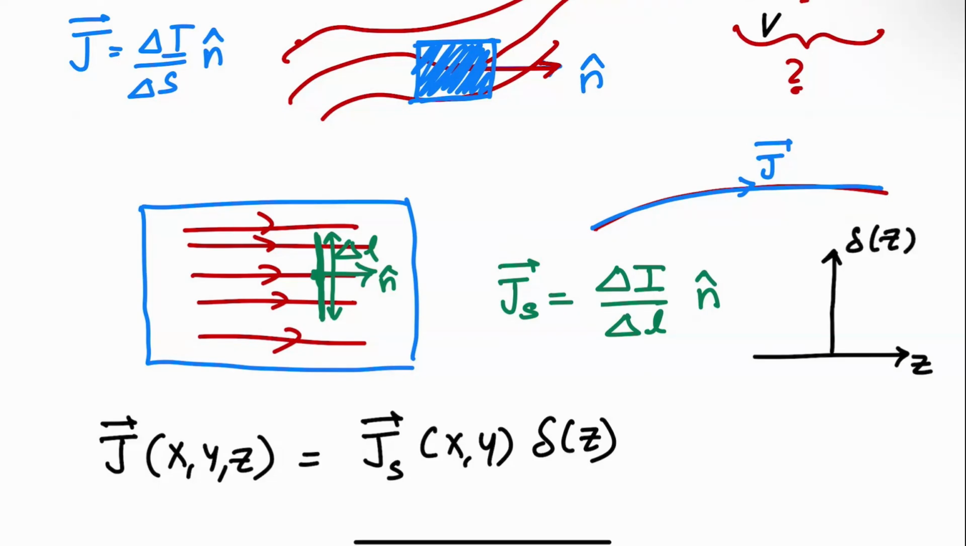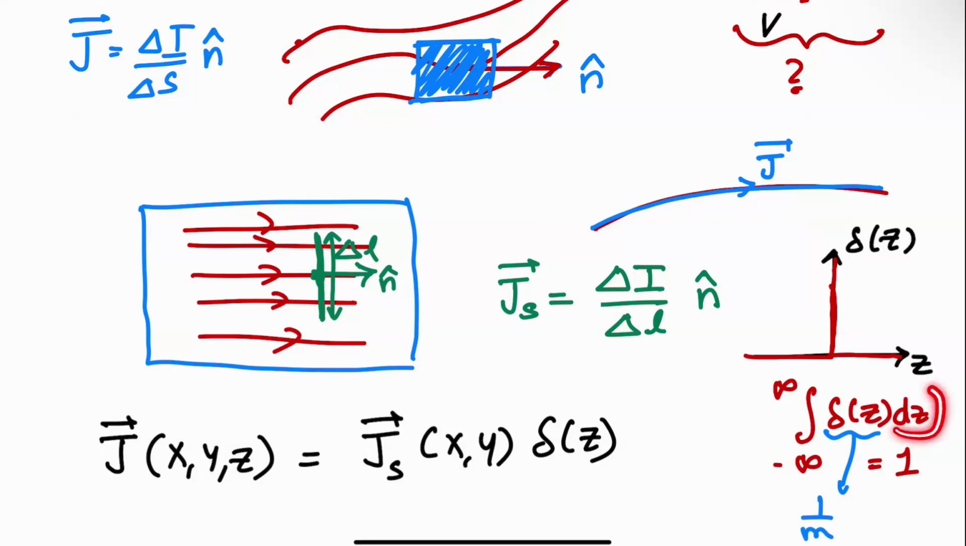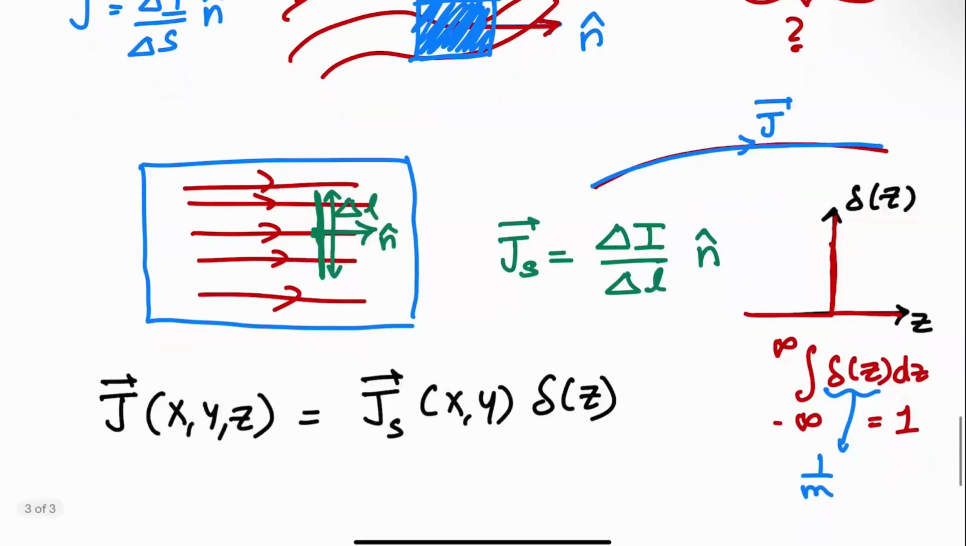The Dirac delta function is basically zero everywhere, and at z equal to zero, it's some undefined value, such that when I take the integral from minus infinity to infinity, delta of z dz is equal to 1. So in fact, delta of z has units of 1 over meters, because this integral goes to 1, and dz has units of meters. So this must have 1 over meter, so that the integral comes out to be 1. It's unitless. The integral should be unitless.